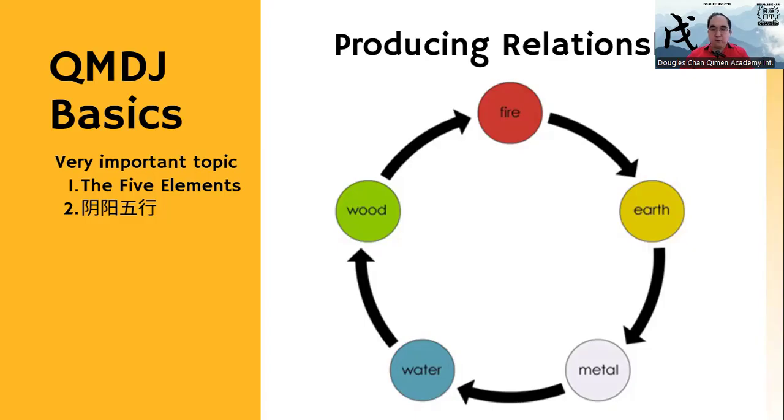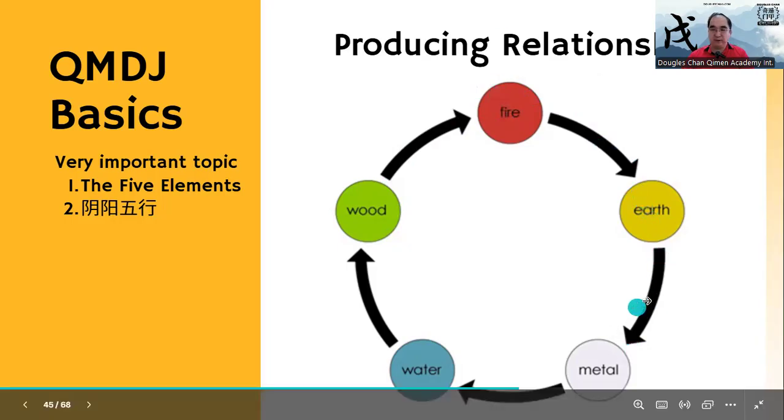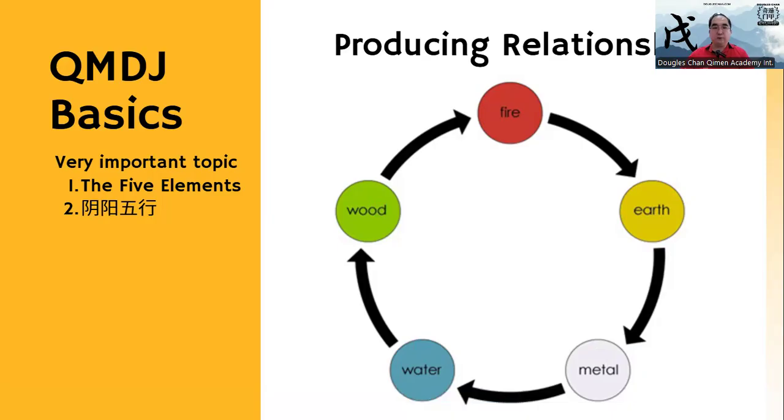For example, if you look at the wood over here, and the fire over here, there is an arrow producing the fire. So the wood is producing the fire. This is what we call producing. And if you look at the fire, there is an earth over here produced by the fire. And the earth is also producing the metal, whereby the arrow is coming to the metal from the earth, and so on and so forth. So actually it is a big circle.